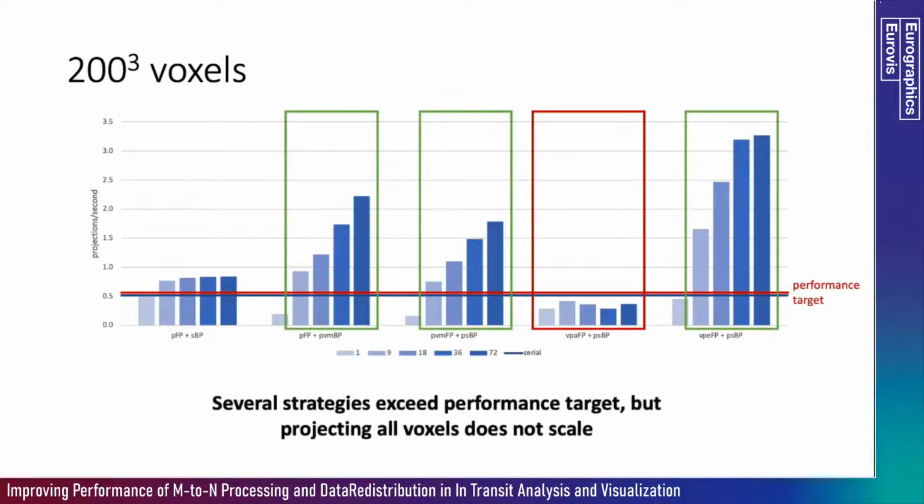As before, several strategies again exceed our performance target by 2x at least, and it's possible to do so with fewer than all threads on our test platform. Once again, edge-only voxel projection provides the best absolute performance, but we note that parallel back projection with per-voxel mutexes exhibits promising scalability in this 200 cubed voxel case.